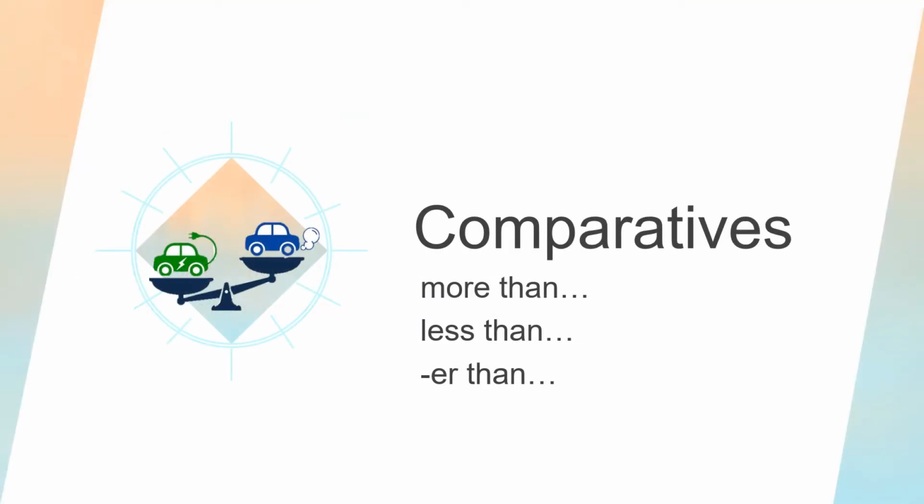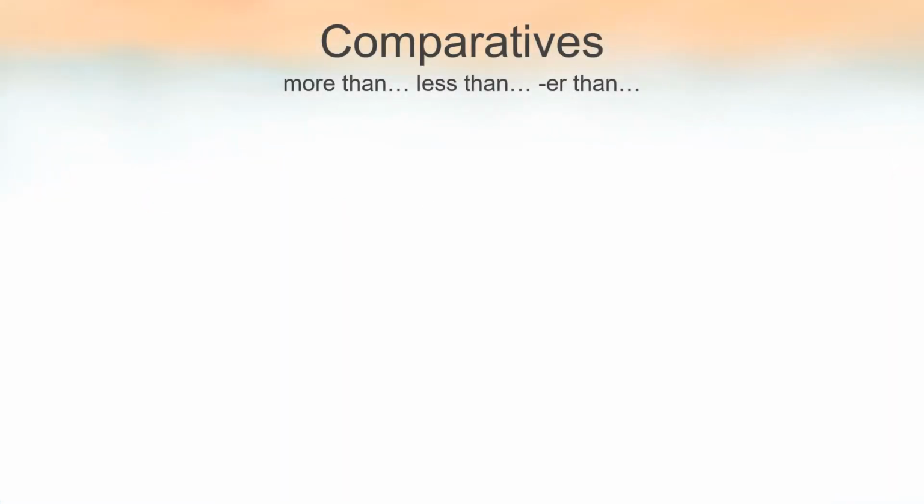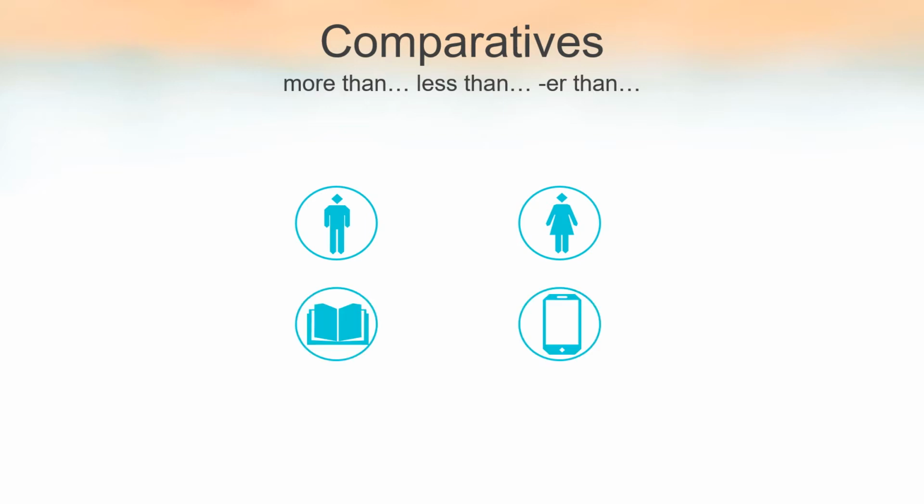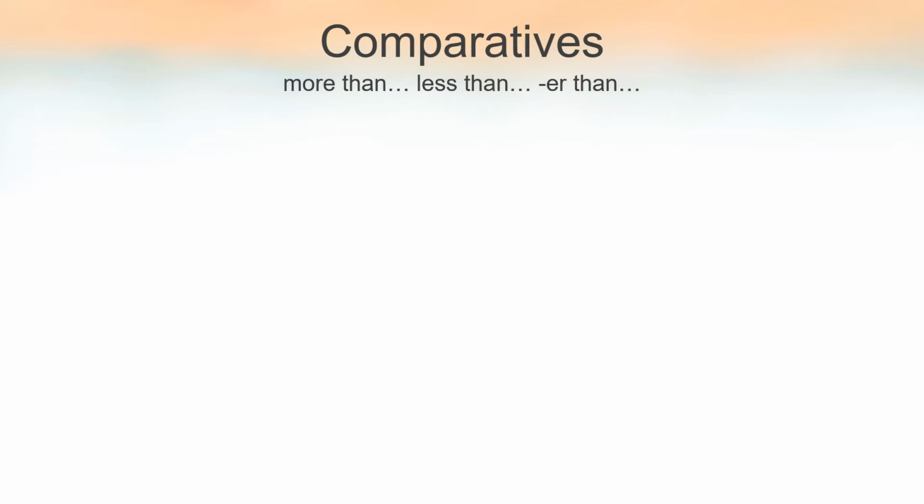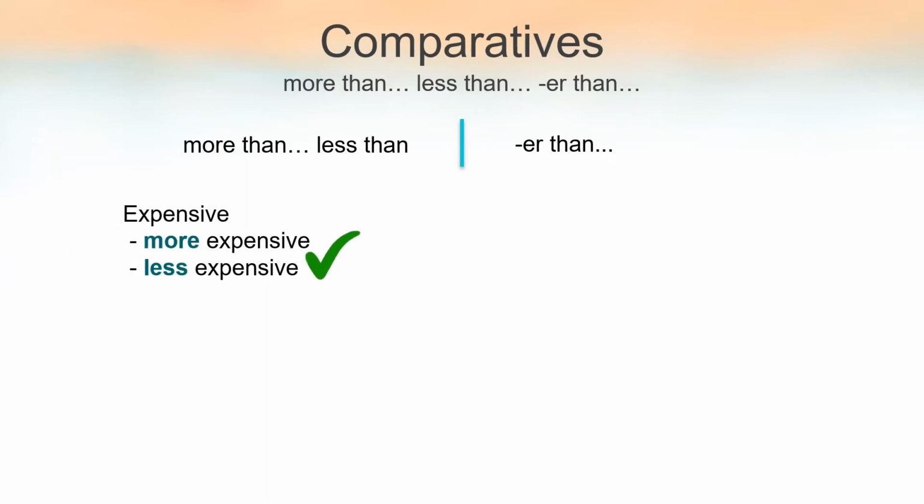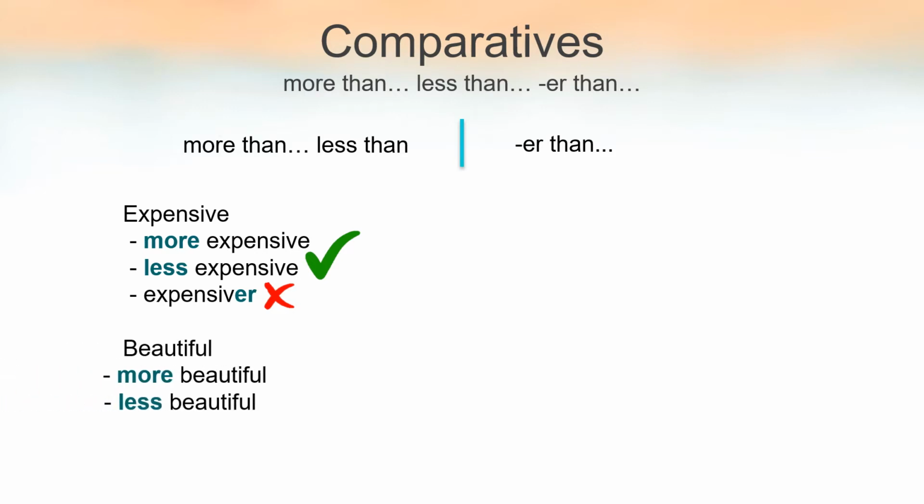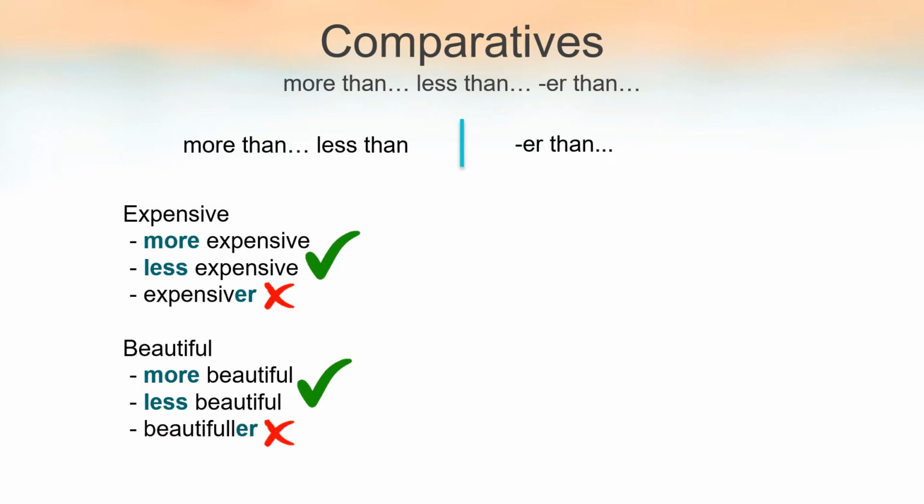Next, we have comparatives. For comparatives, we change adverbs and adjectives to say that a person, a thing, or an action has more or less quality than another. We put more or less before long forms such as expensive: more expensive or less expensive, but not expensiver. Or beautiful will be more beautiful, less beautiful, but not beautifuler.